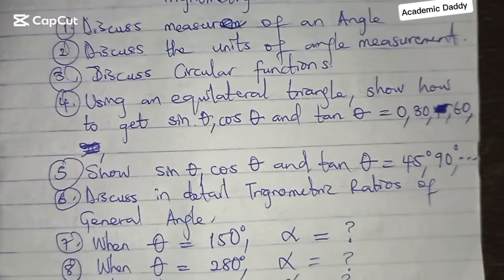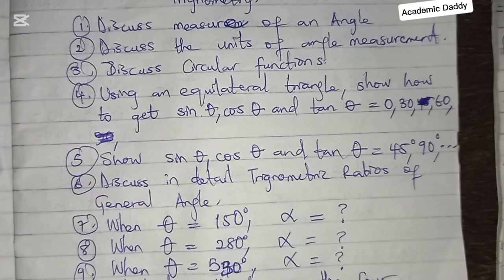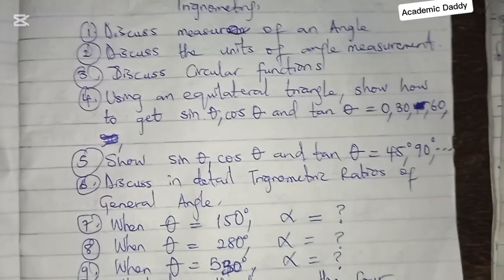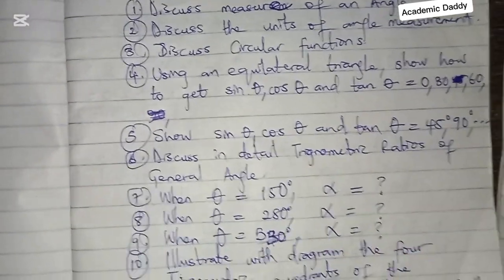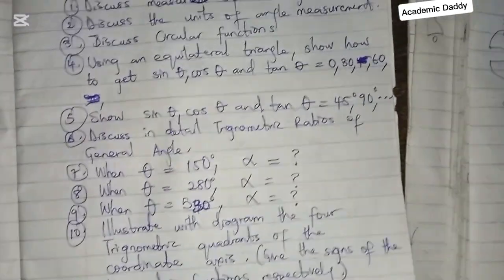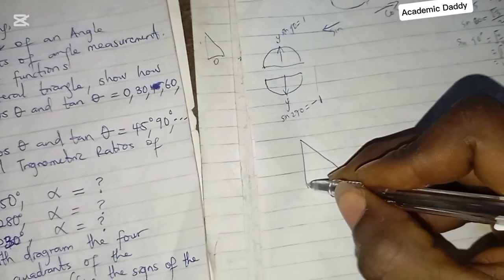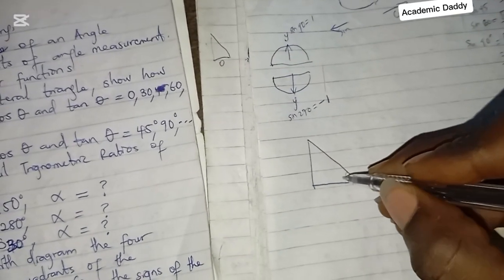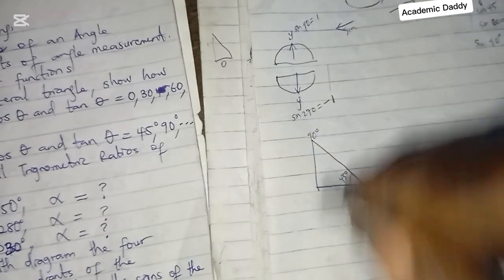So the question here says, show sine theta, cos theta, and tan theta to be equal to 45 degrees, 90 degrees. Okay. So for this question number 5, to do this, what I just need to do is to say, let this simply mean 45 degrees angle. Let the angle here be 45 degrees. This is 90 degrees, you know that.